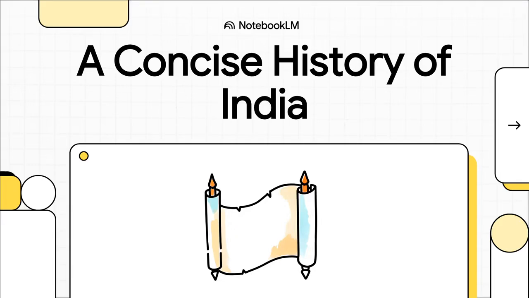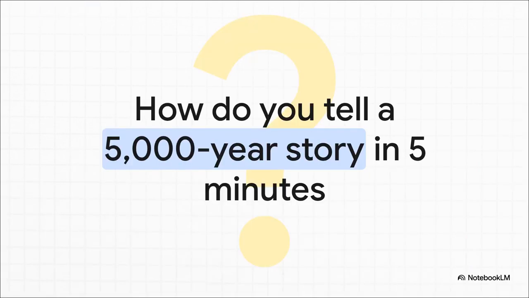Today we're doing something, well, a little crazy. We're going to try and cover 5,000 years of Indian history. We're talking ancient civilizations, massive empires, golden ages, and all the way up to the birth of the world's largest democracy. Buckle up.